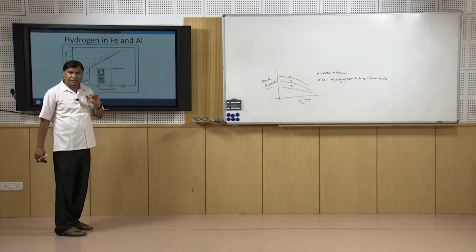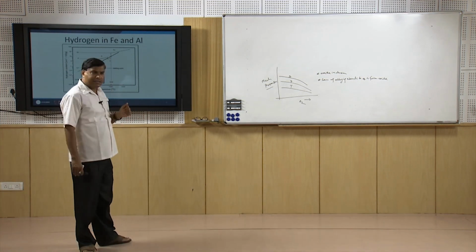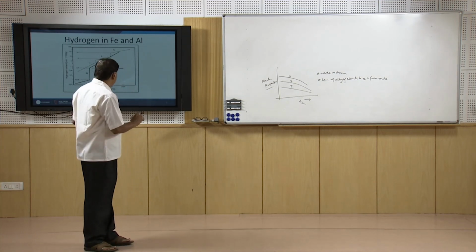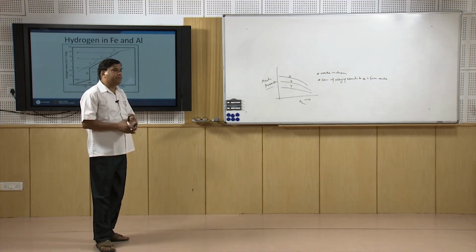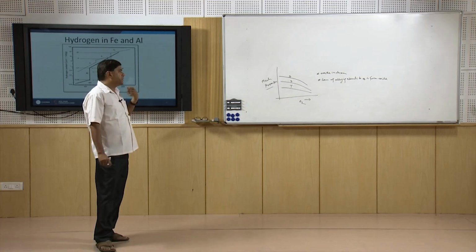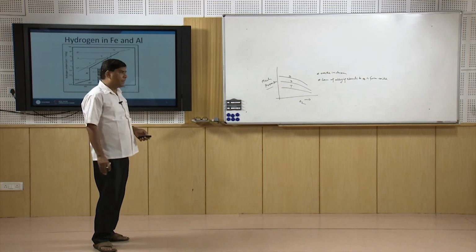So, a large difference in the solubility of the hydrogen in liquid and solid state leads to the development of the porosity in the weld joints. That is why it is important that the gases be eliminated from the arc environment, or we need to take care of them by using suitable approaches.